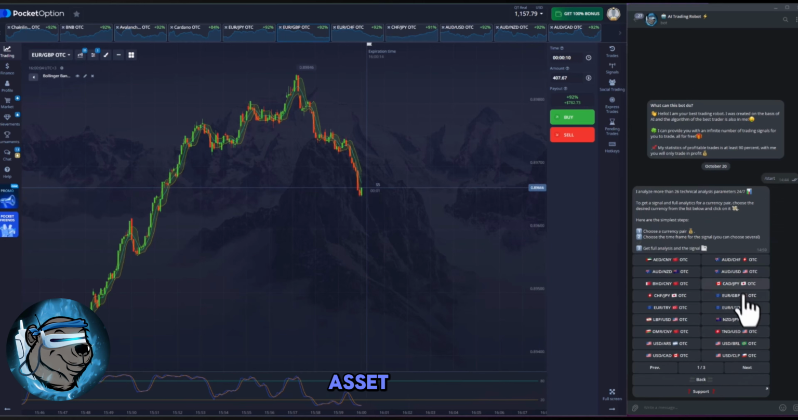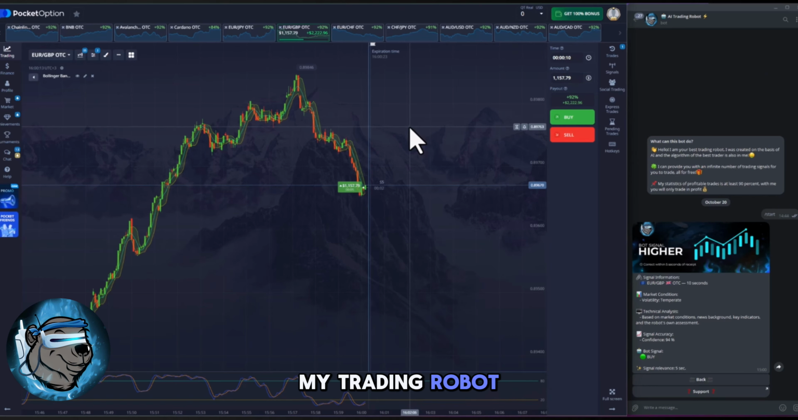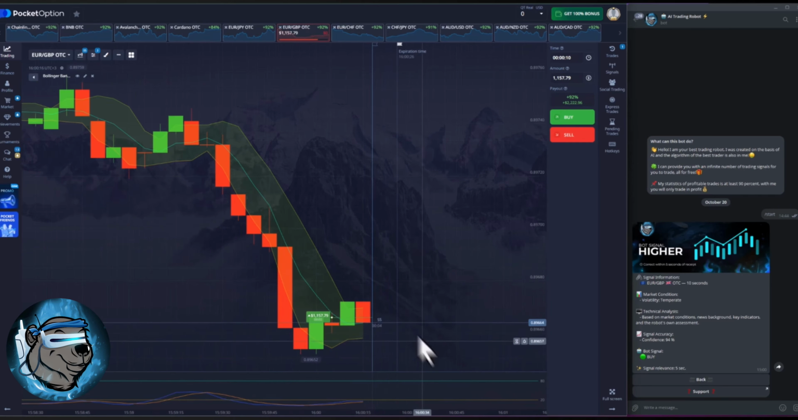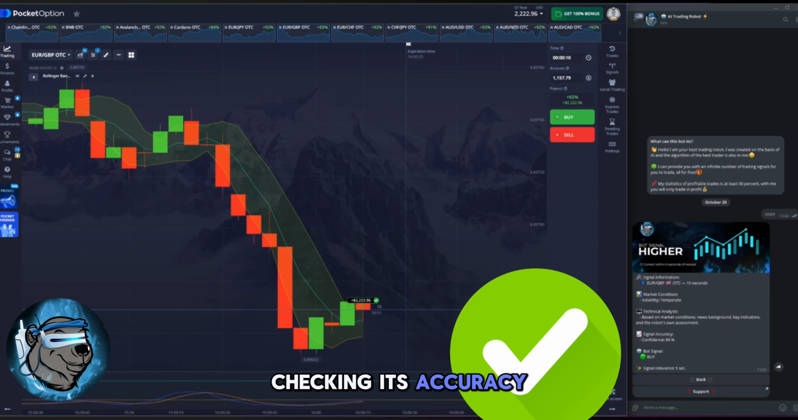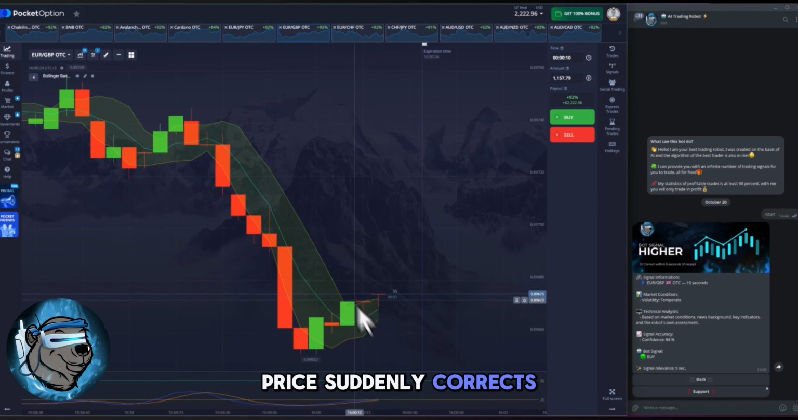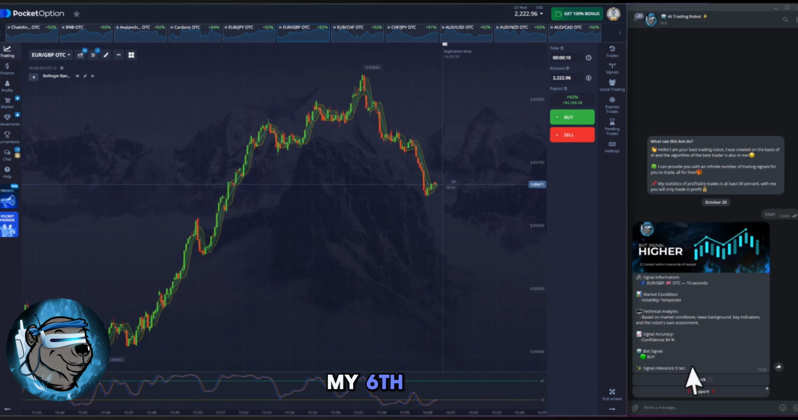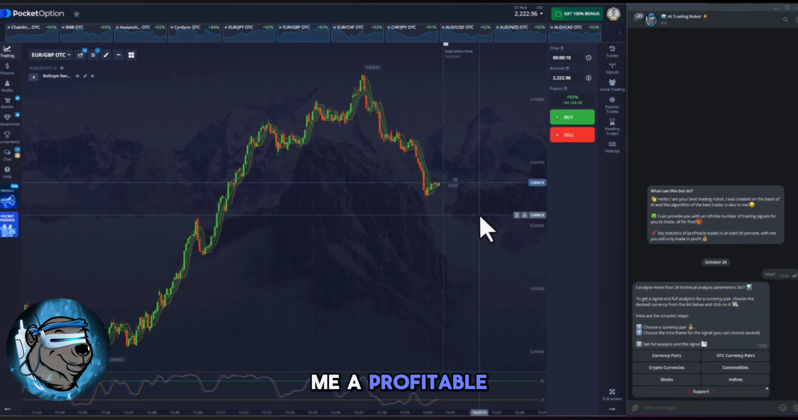I open this asset on the trading platform and request a signal. The signal tells me that I should buy here. Of course, I open the trade just as my trading robot instructed me. So I'll keep checking its accuracy. For now, I'm getting a losing trade, but wait, the price suddenly corrects and as a result, it closes in profit. Excellent. This is already my sixth asset that has given me a profitable trade.